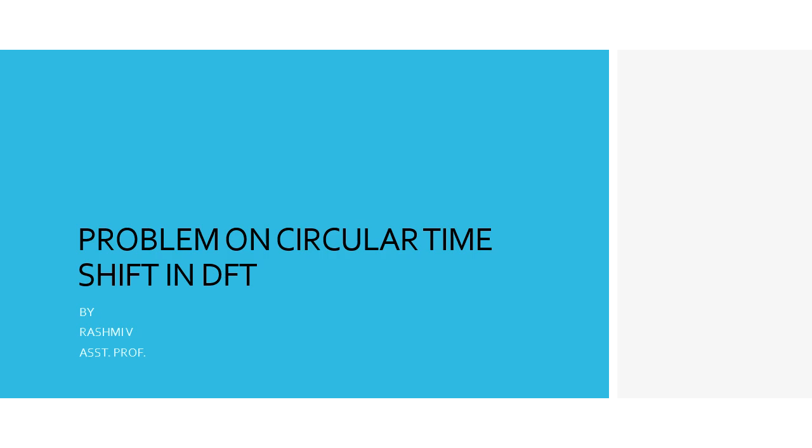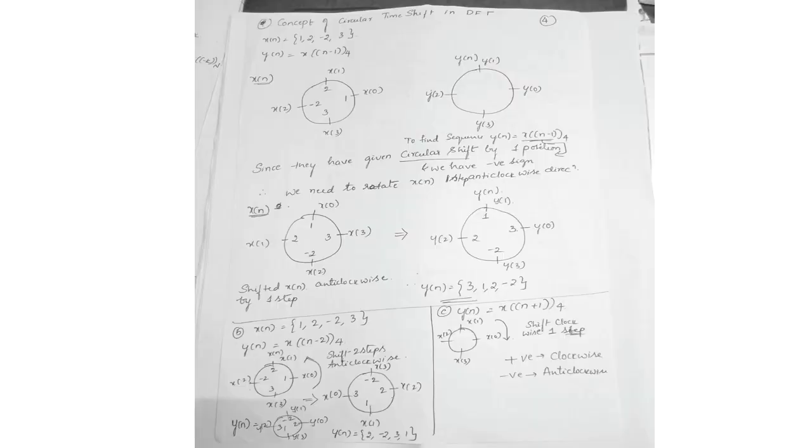Welcome everyone. Today we shall study the problem on circular time shift in DFT. So, the concept of circular time shift in DFT. Performing the circular time shifting with the sequence x of n equal to 1, 2, minus 2, 3, where y of n is x of n minus 1 modulus of 4.